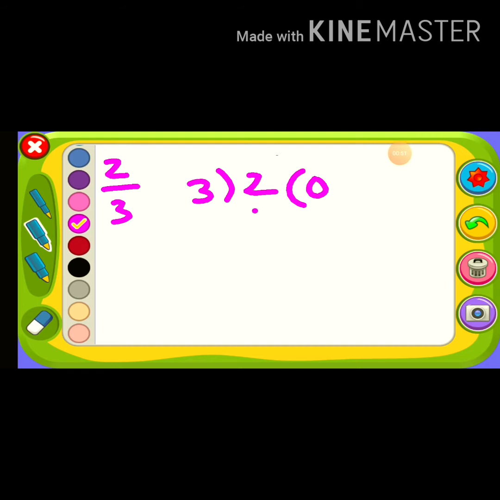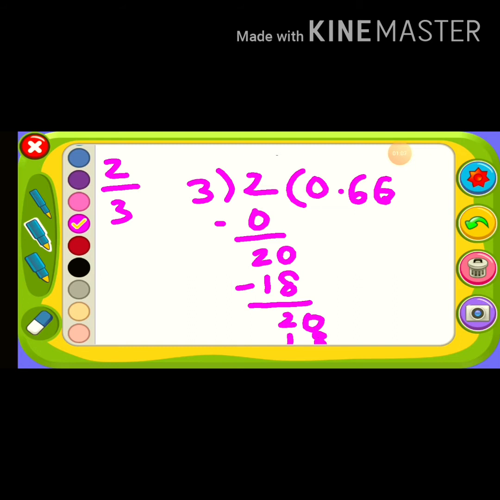3 zeros are 0. Decimal division is finished, so let's keep the decimal point. 3 6 are 18. Remainder is 2. Let's keep 0. 3 6 are 18. So it keeps repeating. Let's continue it here. Again 3 6 are 18, and it continues this way.